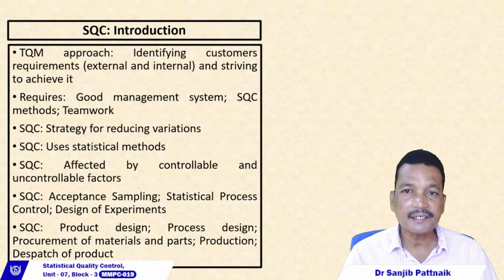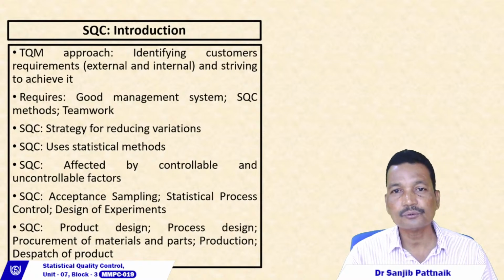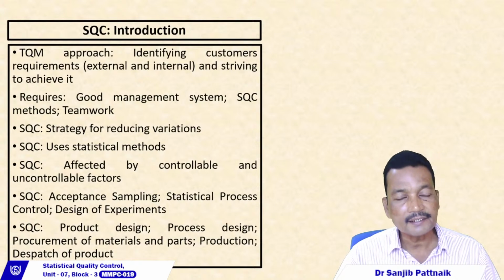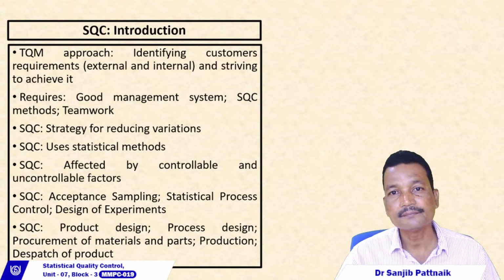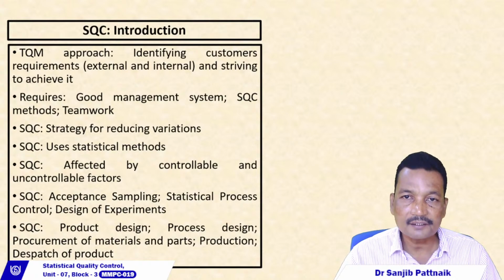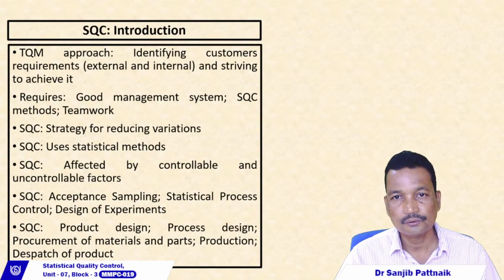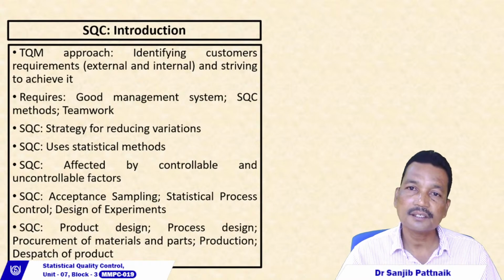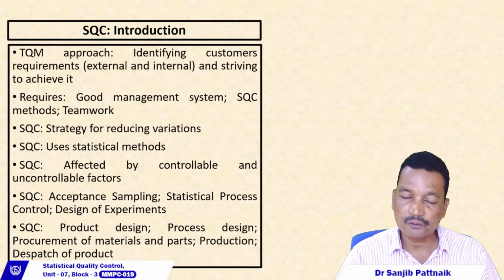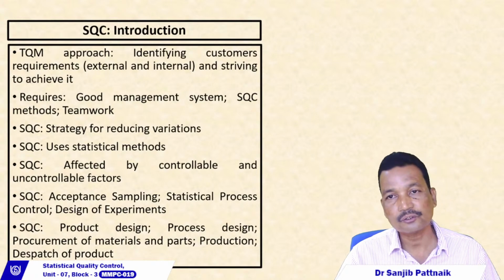But on a normal day, when I travel from my house to office, I am considering all kinds of traffic, the traffic signals, etc. That means I am keeping the factors under control for the time to reach my office. So statistical quality control is always affected by controllable as well as uncontrollable factors.